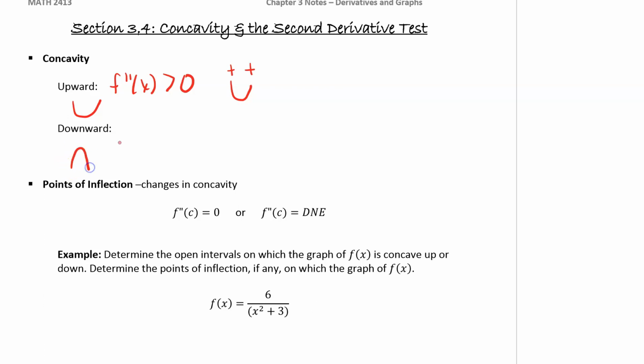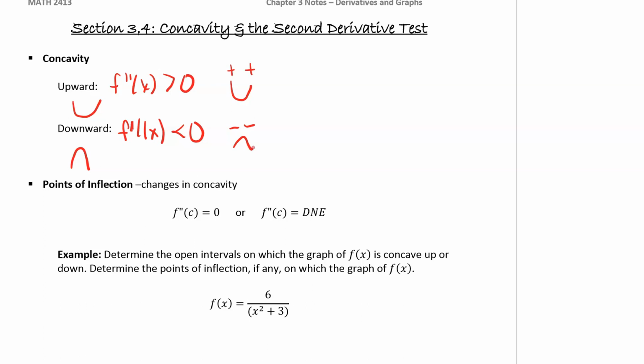If it is concave downward, this is going to be when your second derivative is less than 0. So again, super technical here, this little smiley face. When you have negative, you have concave downward. And I know that seems super lame, but those smiley faces really help me to see the concavity and remember them easier.